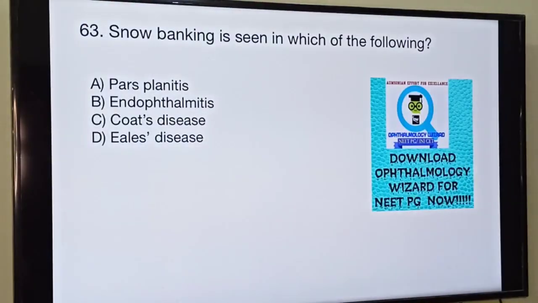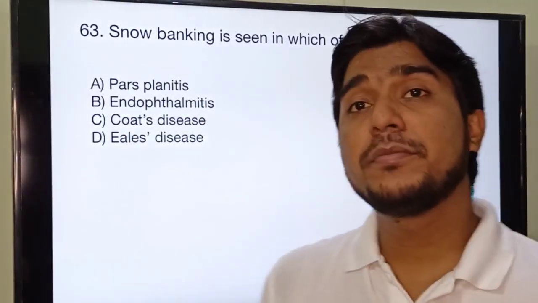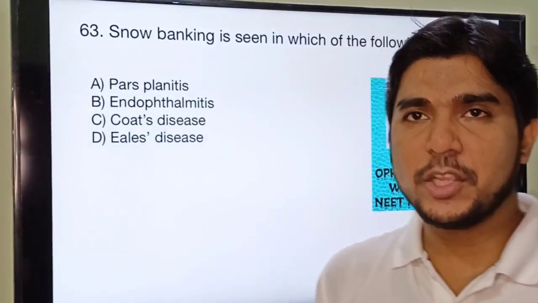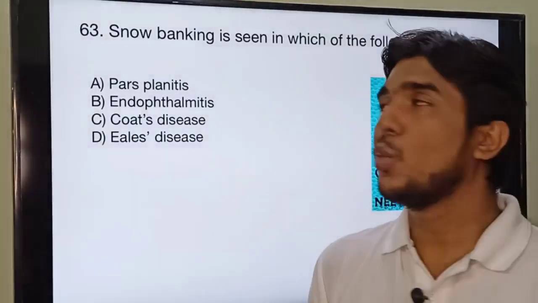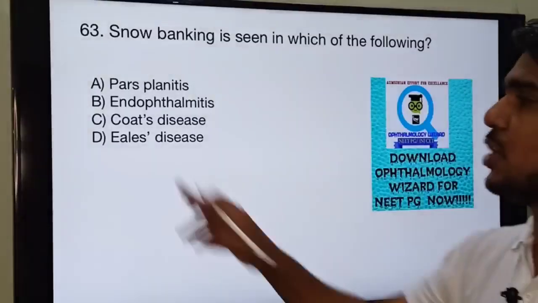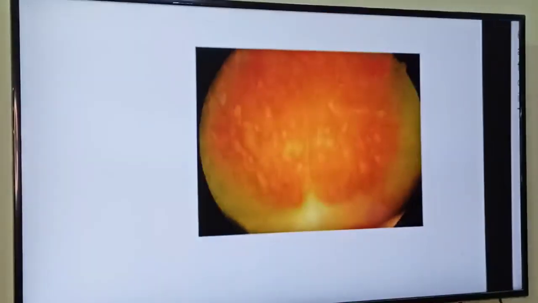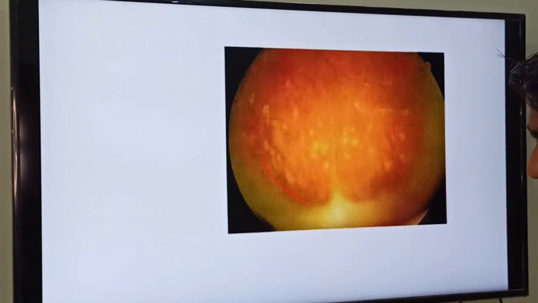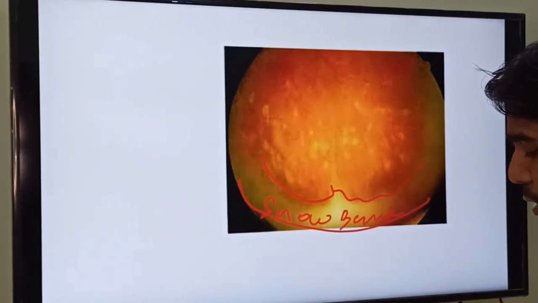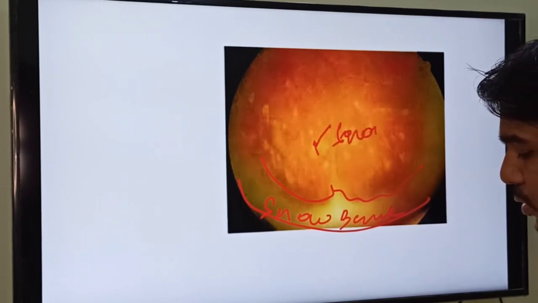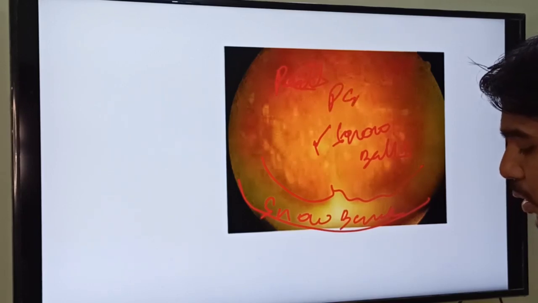Coming to the 63 number question: snow banking is seen in which of the following? Snow banking is a feature of uveitis, posterior uveitis? No, snow banking is a feature of intermediate uveitis mostly. So what do you see? Pars planitis, endophthalmitis, pars plana, iris. Answer is pars planitis. Can you see here? This is the area where you can see the exudates. This is nothing but snow banking. These are the snowballs. And what do we call it? Pars planitis.